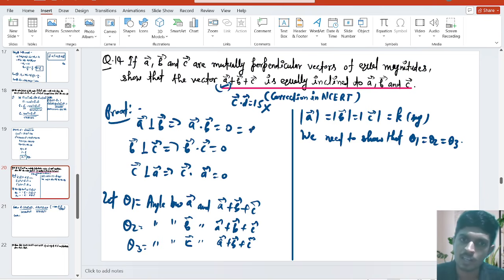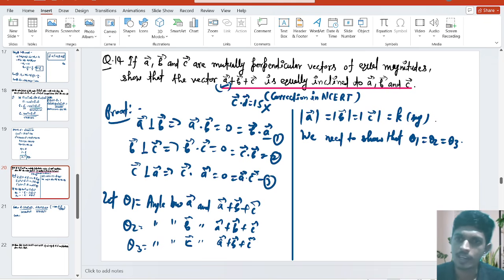And this is equal to also vector B dot vector A, let this be equation number 1. It is also vector C dot vector B, because it follows the commutative law, and this vector A dot vector C is also equal to 0. This is equation number 3, and this is equation number 4 here. We need to prove that theta 1, theta 2, theta 3 are equal.